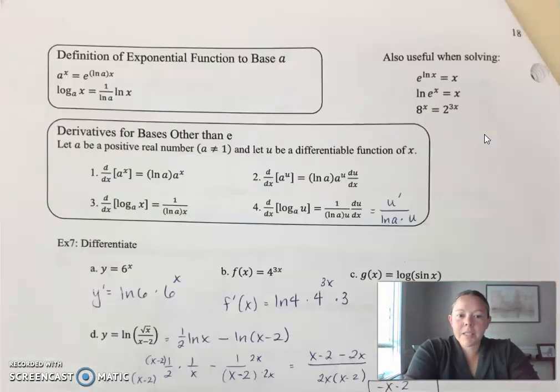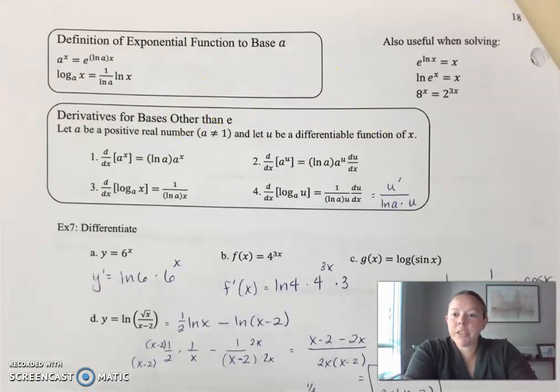All right, the next big ones. So, definition of exponential function to base a. This is just a couple properties to refresh your memory, how you could rewrite these. This was your change of base and some other important things. e to the natural log of x is x. Natural log of e to the x is x. Don't forget you can also rewrite the bases. But here's the important thing.